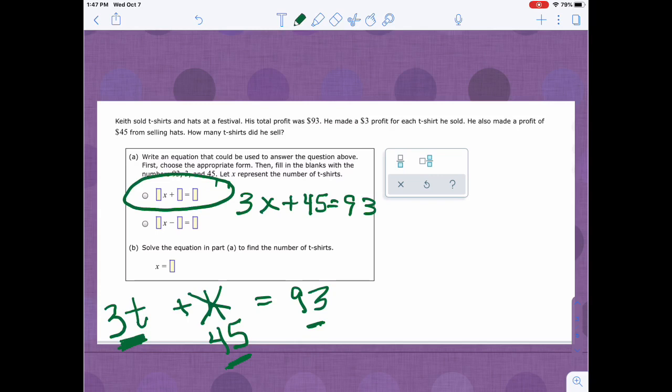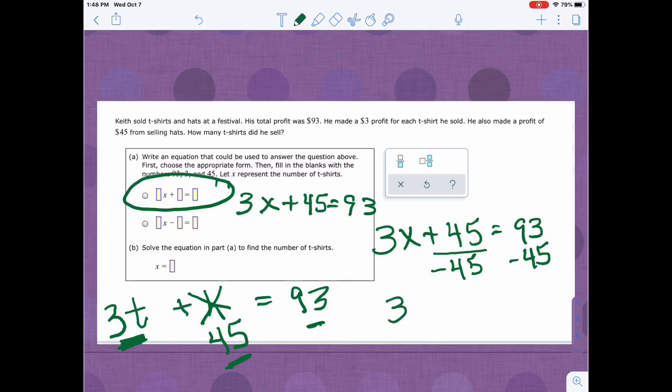Solve the equation in part A to find the number of t-shirts. All right, so if I want to solve this equation, well, I need to get x by itself, right? So I'm going to deal with this first. How do I get rid of plus 45? I get rid of plus 45 by subtracting it. Over here, I'm going to have 3x left over. This cancels out. 45 minus 45 is 0. And I have to do this math over here. 13 minus 5 is 8, and 8 minus 4 is 4. So 48 and 45 should be 93. I have 3x equals 48.